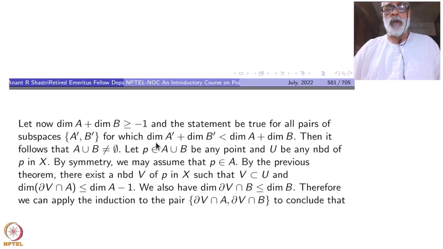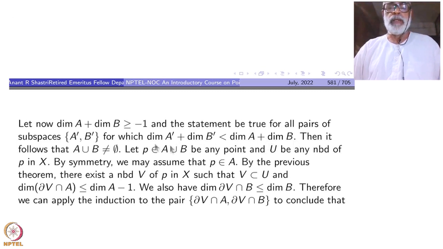Now, assume dimension of A plus dimension of B is greater than or equal to minus 1, which just means that at least one of A or B must be non-empty. That's all. Suppose the statement is true for all pairs of spaces A prime, B prime for which dimension of A prime plus dimension of B prime is less than dimension of A plus dimension of B. This is the inductive hypothesis here.